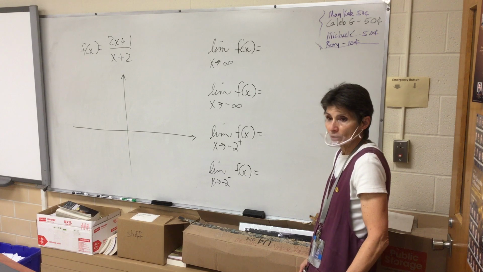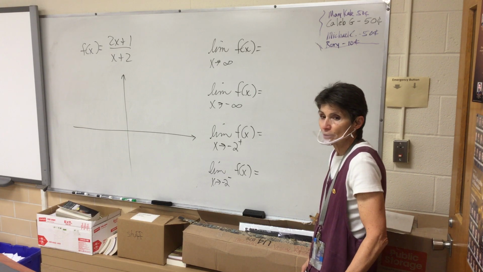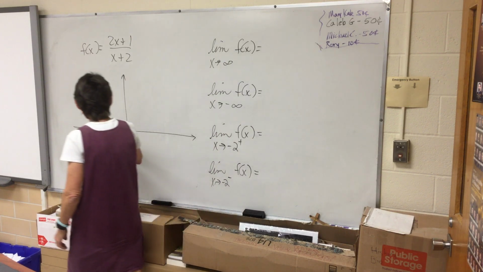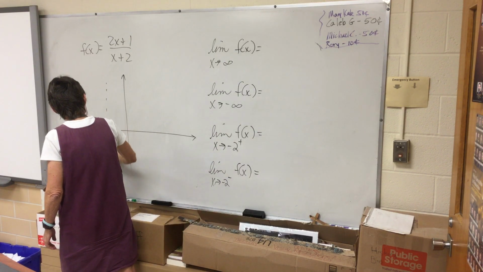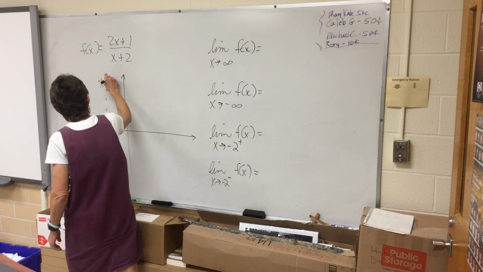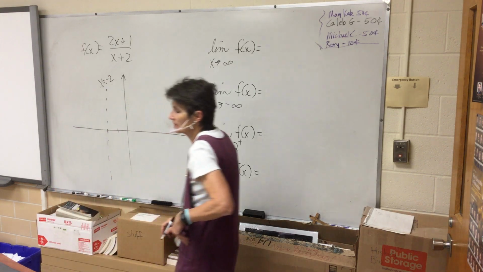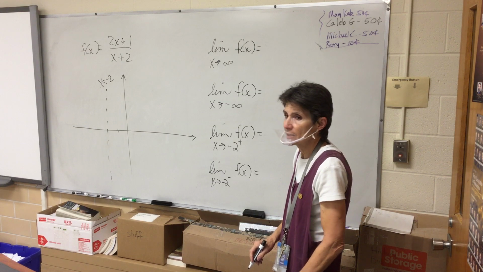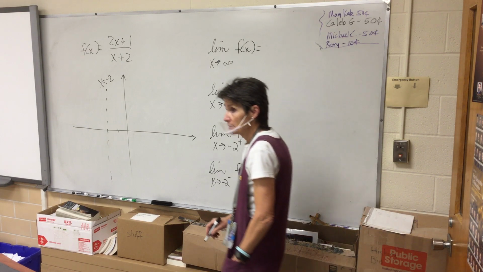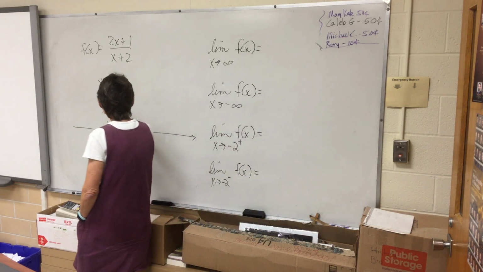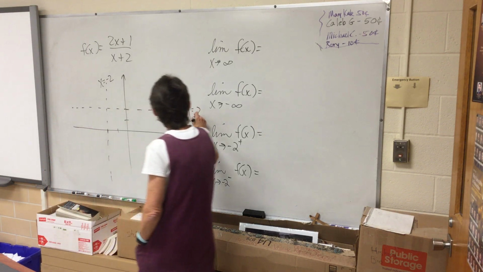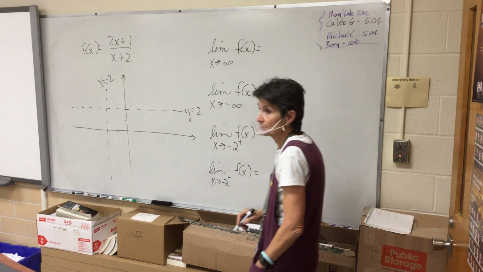Anybody put a vertical asymptote in yet? Where did you put your vertical asymptote? X equals -2, yep. And you labeled it X equals -2. Perfect. Anybody put a horizontal asymptote in yet? Y equals positive 2. Now, does anyone have a question about those two things?